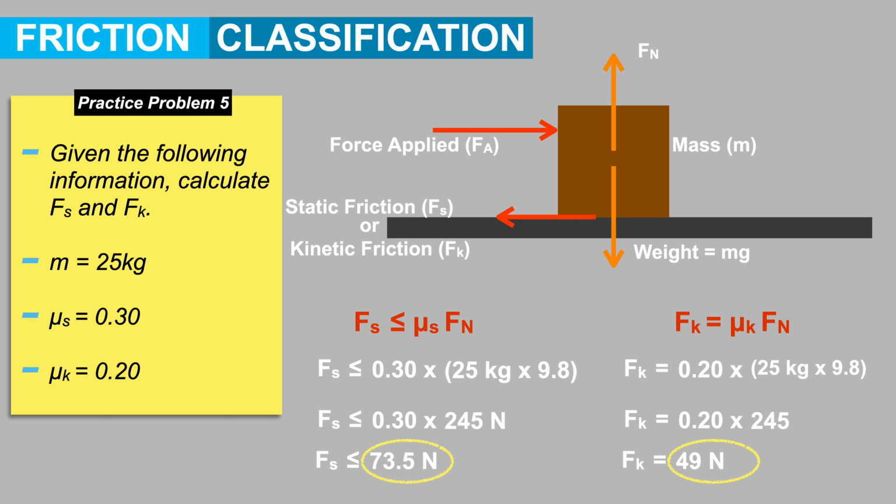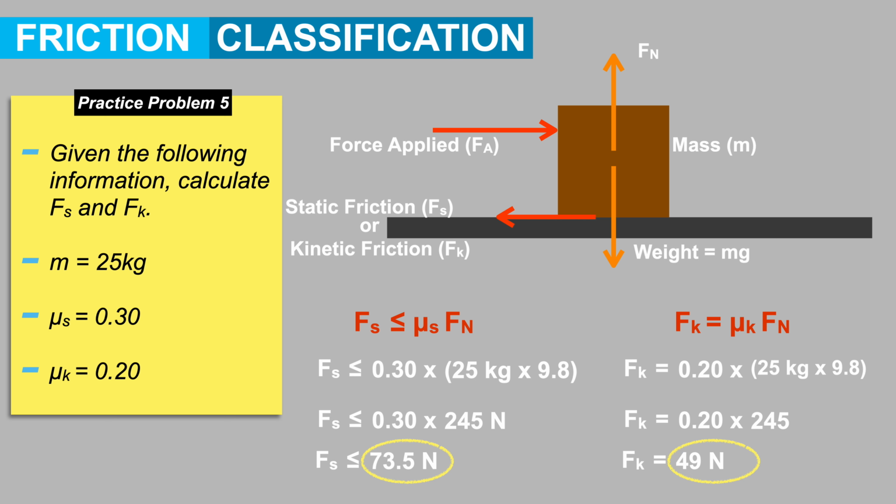It's great that we found Fs and Fk, but what do these numbers mean? For Fs, 73.5 is the resistance provided by the box and the surface it sits on. It means that the correct amount of force must be applied to the box to overcome the resistance for the box to move. If the force applied does not exceed the force of static friction, in this case 73.5 Newton, then there will be no movement of the box.